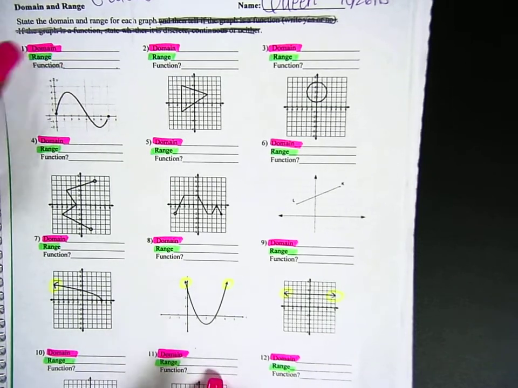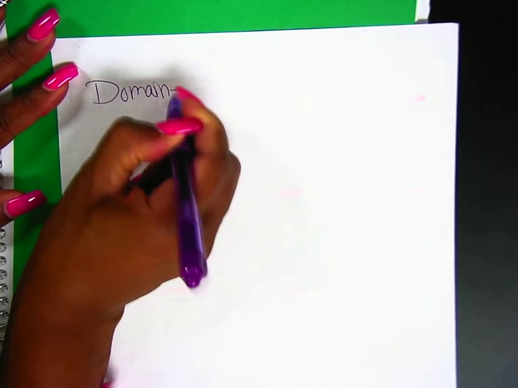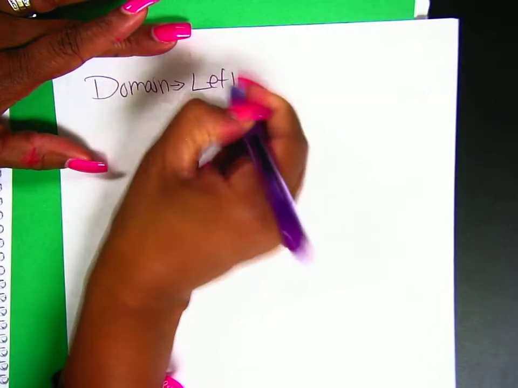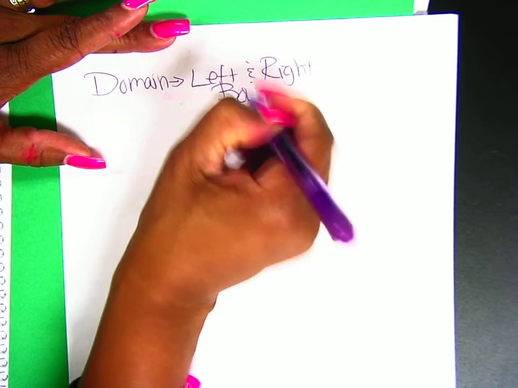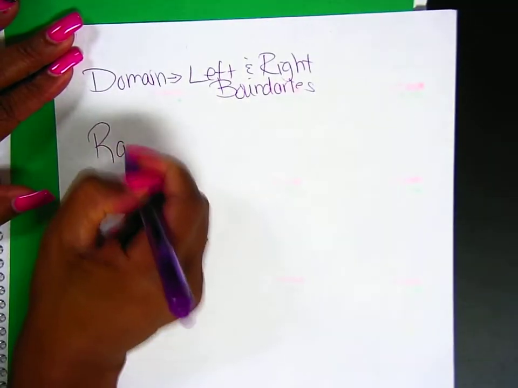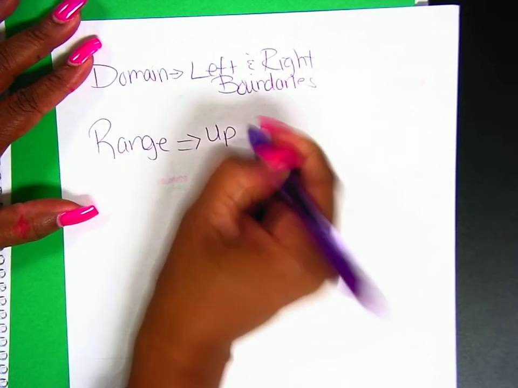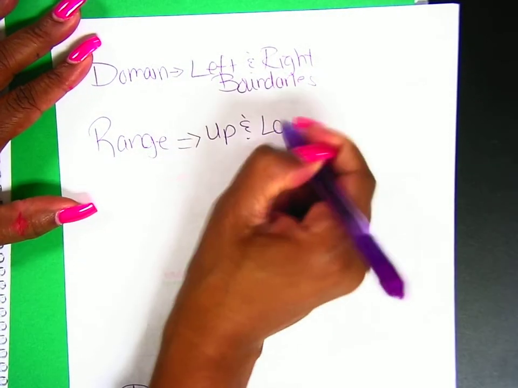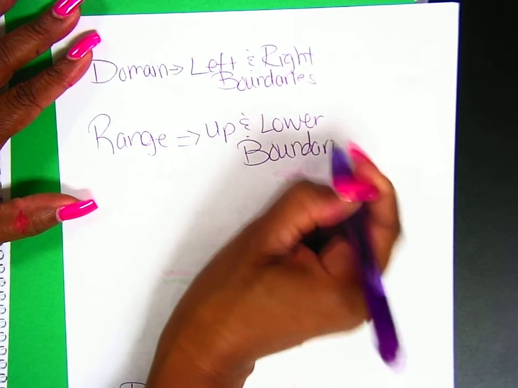One thing I want to point out, first of all, let's go ahead and clarify this. Domain would be our left and right boundaries, if there are any. So that's what we're looking for. What are the left and right boundaries for the domain, for the graph? Okay. The range would be our upper and lower boundaries. Okay. So that's what we're looking for.